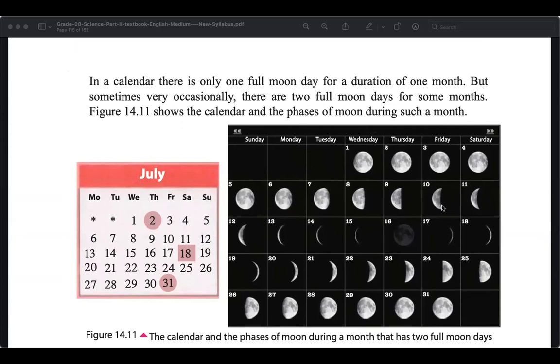Here you can see less than half. And then you can see very thin layers. And then on the 16th, it is fully invisible. It is there actually, but the light is not falling on it, therefore you will not see it. That is like a blank. And then it will slowly appear here, slowly appearing back. And then it will become a full moon.